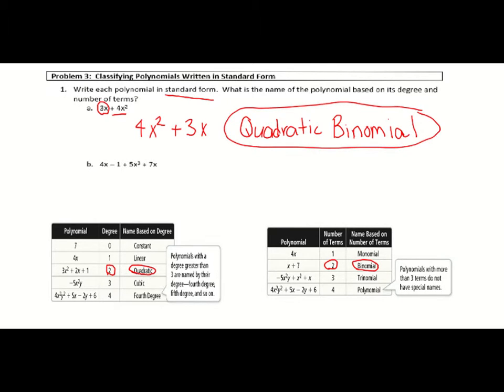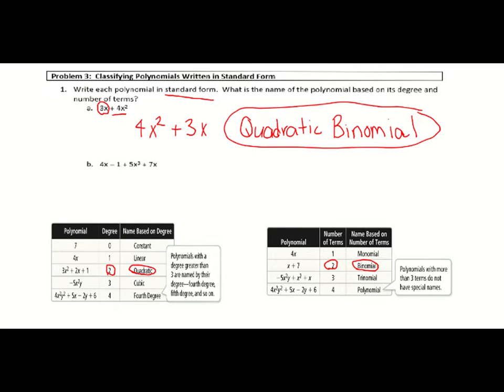Now these charts you are going to want to memorize. You need to know constant, linear, quadratic, cubic, monomial, binomial, trinomial, and polynomial. So right now use them as your reference, but you are going to want to know which degrees and terms give you which type of classification.